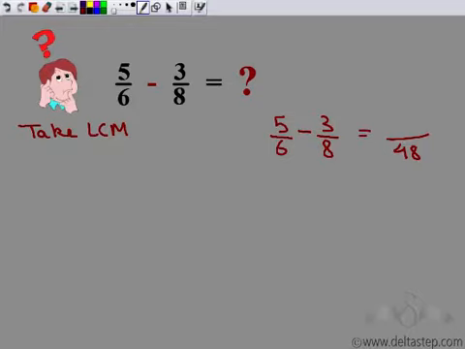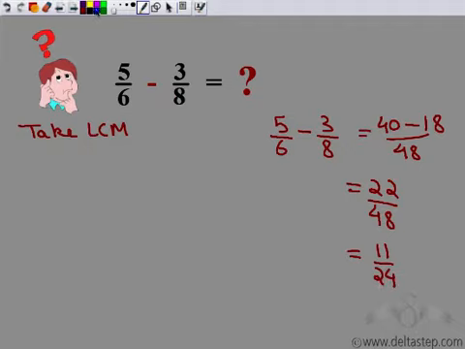Cross multiply and subtract. 5 8s are 40 minus 6 3s are 18. So this gives me 40 minus 18, 22 by 48. Which again, after dividing both numerator and denominator by 2, I can get 11 by 24. Now let's look at the other way.